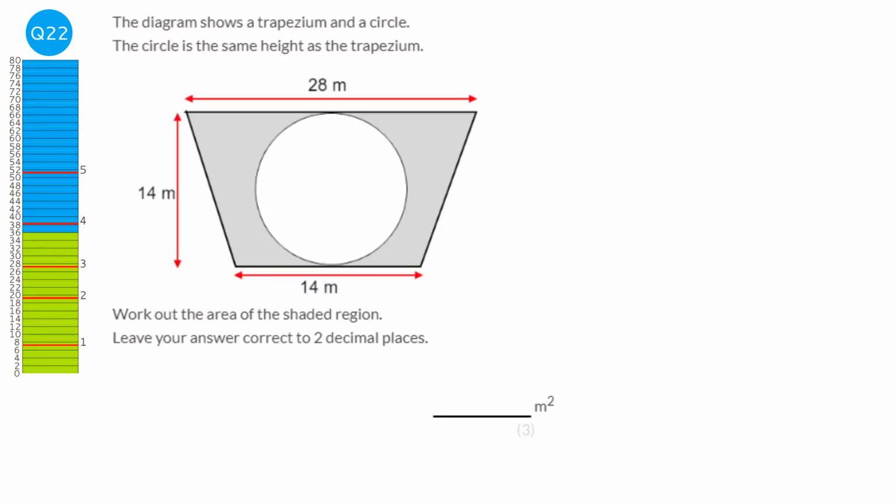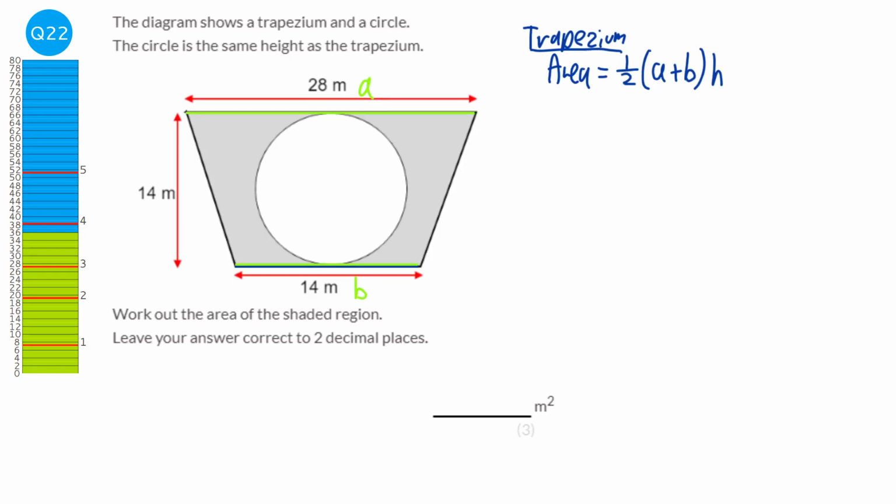It says it wants it to 2 decimal places, so it's going to be 1 to 0.19. So the first thing we're going to do is work out the area of the trapezium. And the formula for that is half brackets a plus b times h. Now a and b have to be the parallel sides. So here we've got the 2 parallel sides, here and here. So that is a and b.